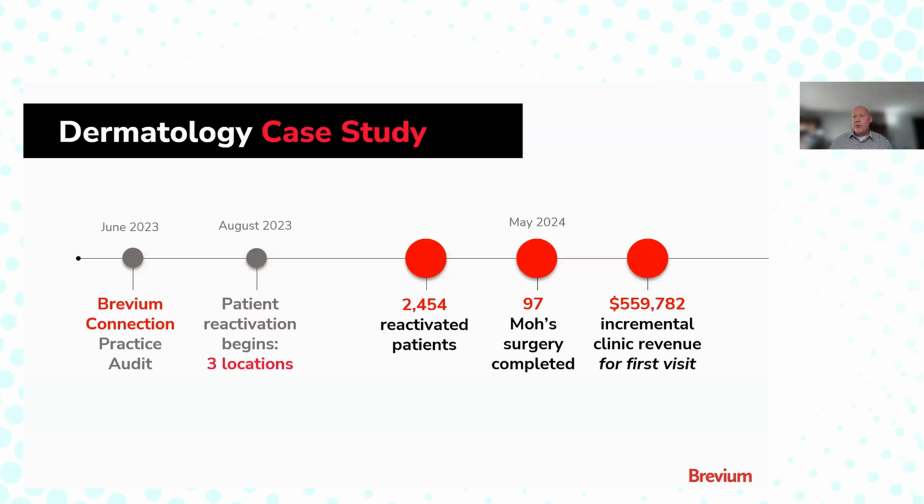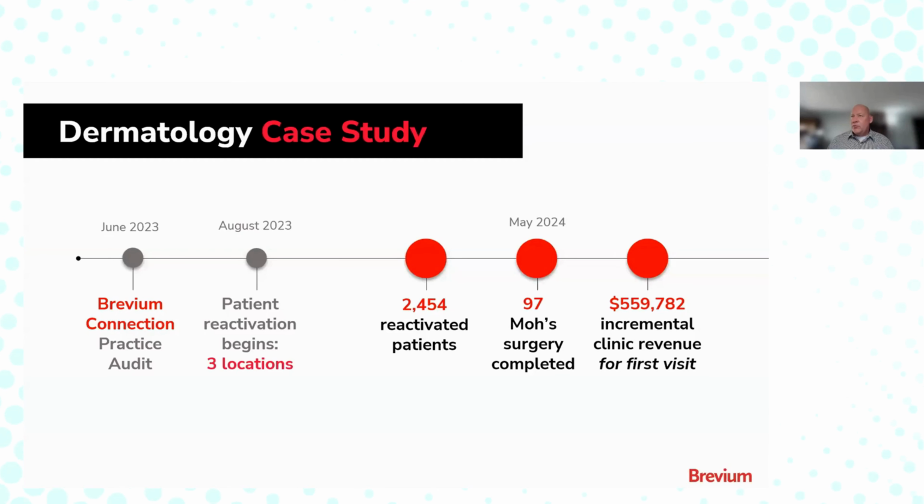Fast forward to May 2024, and this practice has reactivated 2,454 patients that were overdue for care, did not have a future appointment, and did not have a recall in the system any longer. As a result of that, and being a data-driven company that we are, we also track to see how many, in this case for dermatology, it's kind of like ophthalmology doing cataract surgery. Mohs procedures are their most common surgery. And we went back and we looked to see how many of those patients had had surgery that we had reactivated, and 97 of those patients had gone on to have surgery.